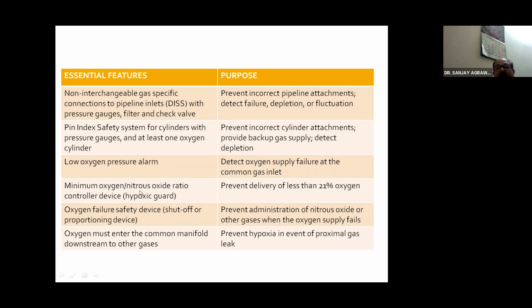Another is the minimum oxygen nitrous ratio controller device, or hypoxic guard, that we have already talked about. It prevents delivery of oxygen less than, initially, a minimum of 25%. In newer workstations it has come down to 19% of oxygen. Oxygen failure safety devices, either a shutoff or proportioning devices, prevent administration of nitrous oxide or other gases when the oxygen supply fails. Oxygen must enter the common gas manifold downstream of all other gases. This is to prevent a hypoxic mixture being delivered.